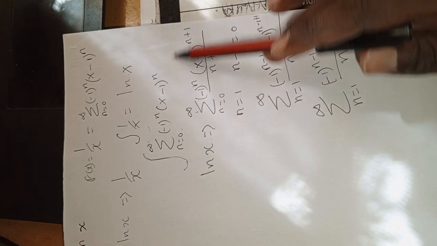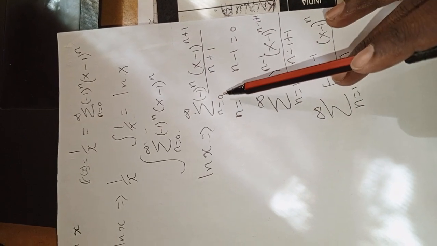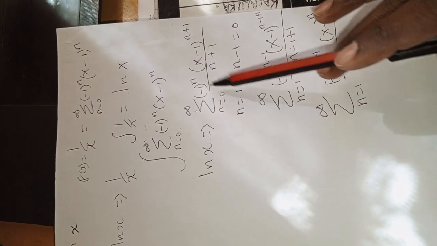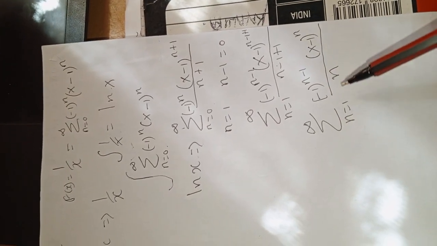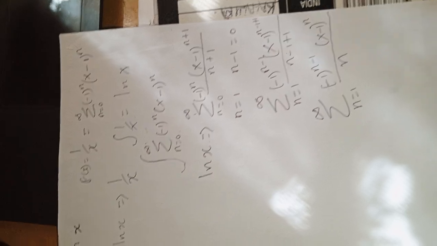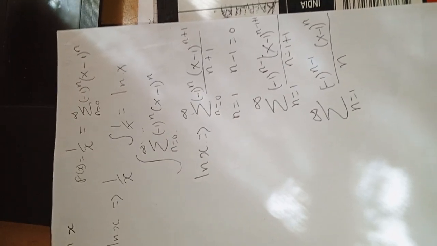But let it be known whichever one you use, for that one you say n equals 0, so your first term is when you substitute 0 for n. For this one, your first term is when you substitute 1 for n. And you are going to get the same output.